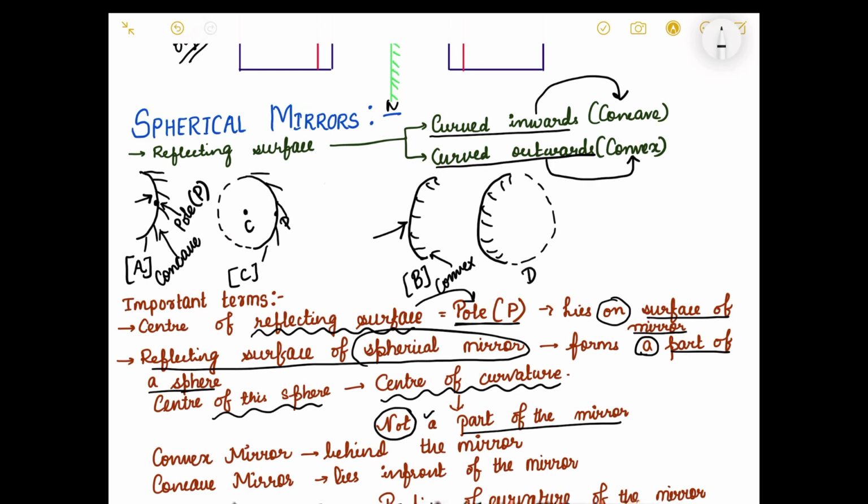Now, let us consider figure D. In figure D, we have done the same thing and this sphere has also got its center. Let this be C and this be P. The center of curvature is not a part of the mirror and in case of a convex mirror, it lies behind the mirror. As we can see here, this is the reflecting surface and the center of curvature lies here. So, the center of curvature is behind the mirror in case of a convex mirror and in case of a concave mirror, it is in front of the mirror.